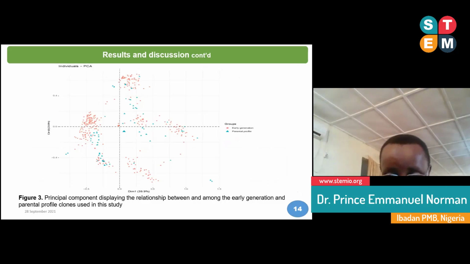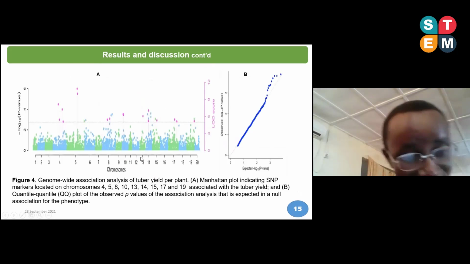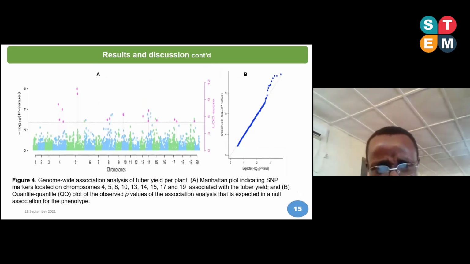So the principal component analysis also follows similar pattern of the various clones that we studied. Now, for the genome-wide association analysis of the two key traits or economic traits that we have studied, we can see that for yield, for instance, 9 chromosomes were actually identified with markers that were really significant in detecting putative genes. So we can see the markers here, the chromosomes identified from 4 through 19.